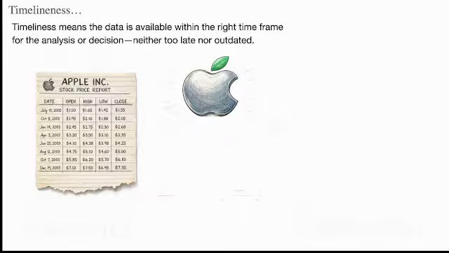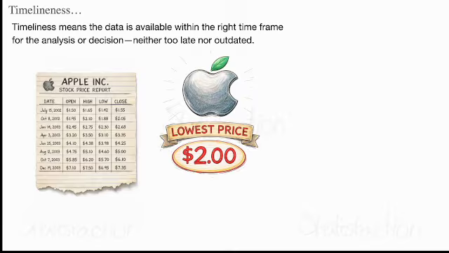Timeliness means the data is available within the right time frame for the analysis or decision, neither too late nor outdated. Let's say you're aiming to forecast Apple's stock price for the coming months and need historical time series data on Apple's stock performance. Your data team provided historical stock prices. History is a pointer to the future, but you found during your assessment that the data dates back to around 2001. Don't dismiss these as rare or extreme cases. Situations like this happen more often than one might expect.